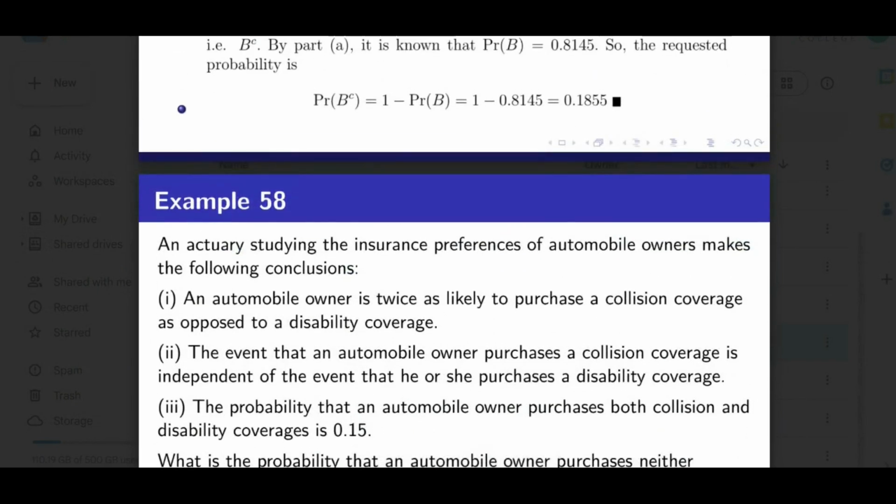Okay, I want you to try this one. An automobile owner is twice as likely to purchase collision coverage as opposed to disability coverage. The event that an automobile owner purchases collision coverage is independent of the event that the owner purchases disability coverage. All right. So you have some independence thing going on that should help you. The probability that an owner purchases both collision and disability is 0.15. What is the probability that an automobile owner purchases neither collision nor disability?